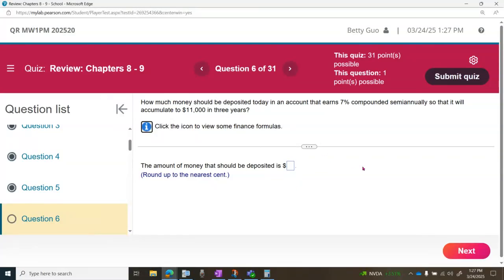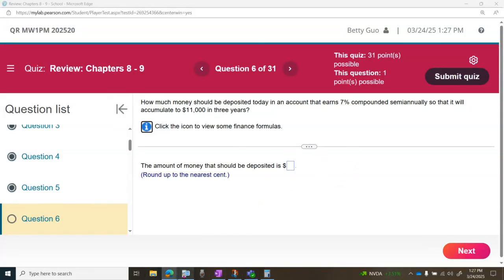So please write down those key information. This is still a compound interest account problem. Interest rate 7%, semi-annually, so little n, lowercase n, is 2. Capital A, accumulated balance, 11 grand, 11,000. Time t is 3. Okay, 11 grand, 7%.